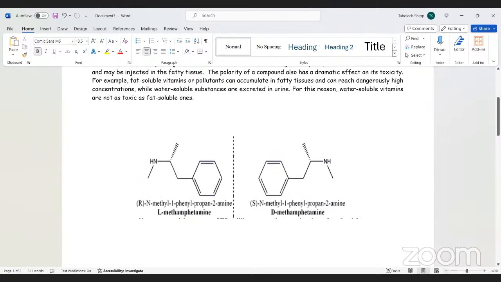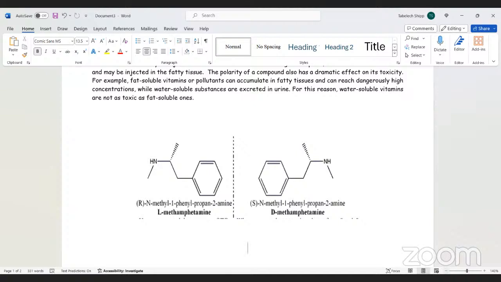D and L. Can you determine the difference between them? Do they appear to be the same thing? Look at the way they are, and I want you to tell me: L-methamphetamine versus D-methamphetamine, which one do you think is going to get you some serious time in jail if you're caught with it? Which one? And then the next question, which one do you think is the legal one?